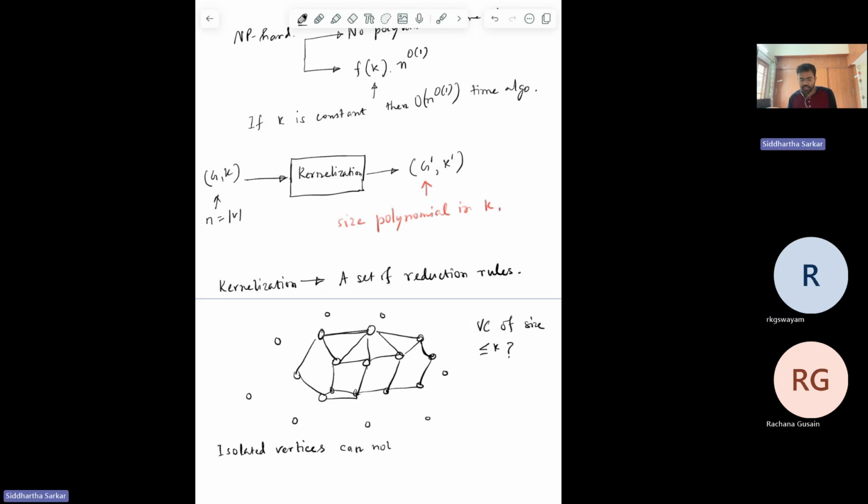Yes, because they are not covering any of the edges. They cannot be part of any vertex cover. So we can reduce the graph by deleting these vertices. So one of the reduction rules, reduction rule 1, is delete all isolated vertices and obtain the graph G dash, and the parameter k remains the same.